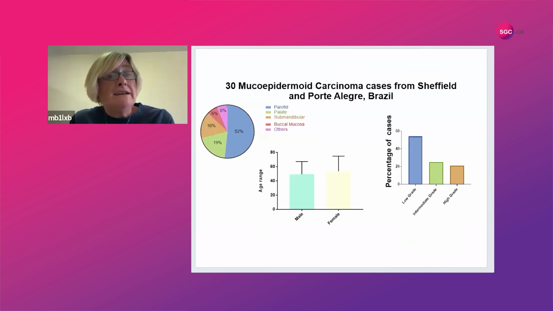So next slide. As Rob also said, it's very difficult to get hold of patient samples. And I'm really lucky. I've done a lot of work with people in Brazil, and so I can get hold of extra samples from there. So we had 30 cases to look at. Next slide, please.